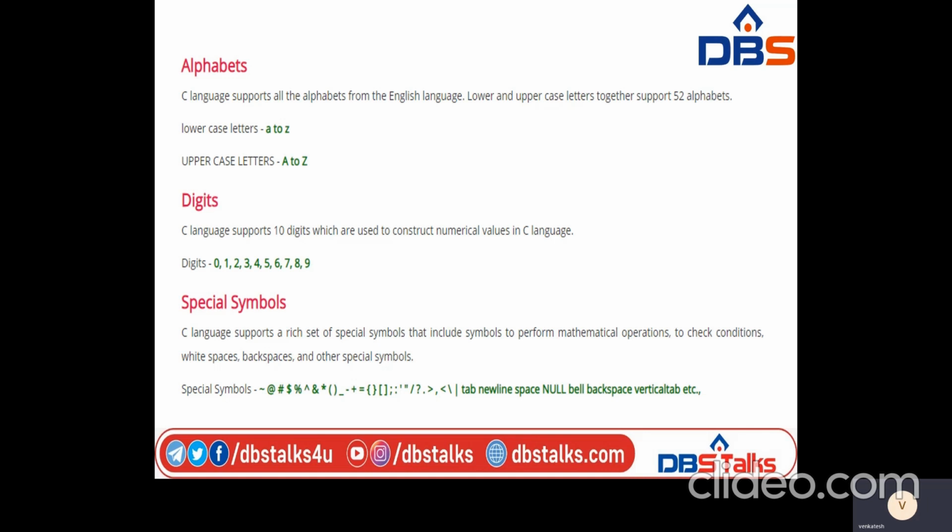Whereas digits: C language also supports 10 digits, that means 0, 1, 2, 3, 4, 5, 6, 7, 8, 9. Whereas special symbols: C language supports different special symbols like at the rate, dollar symbol, percentage, caret, tilde, left parenthesis, right parenthesis, underscore, left curly bracket, right curly bracket, left square bracket, right square bracket. All these are the various special symbols we are going to use in C language.